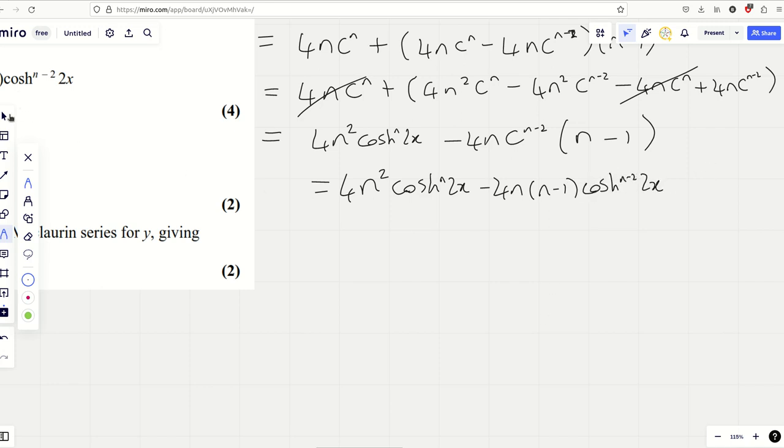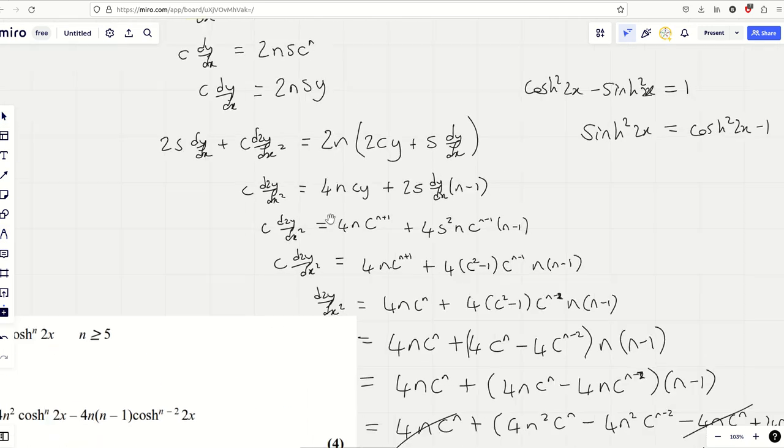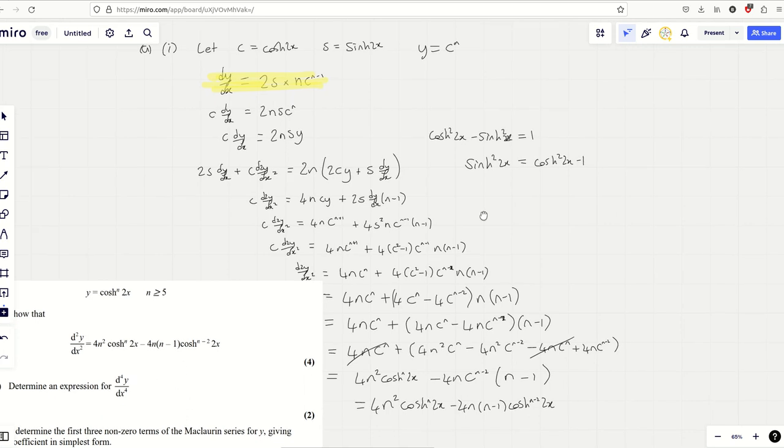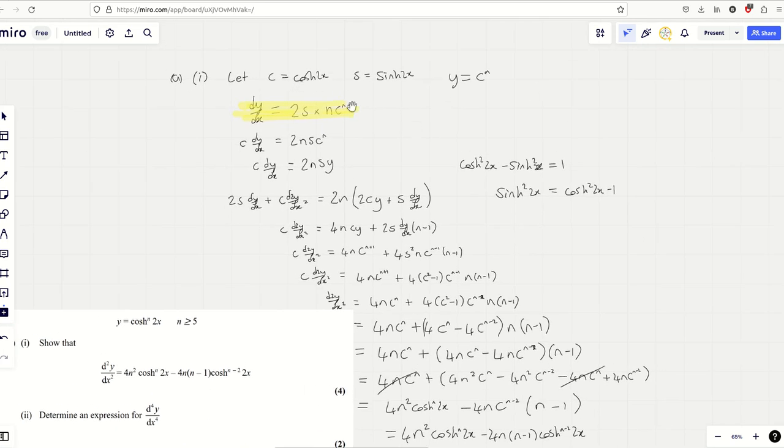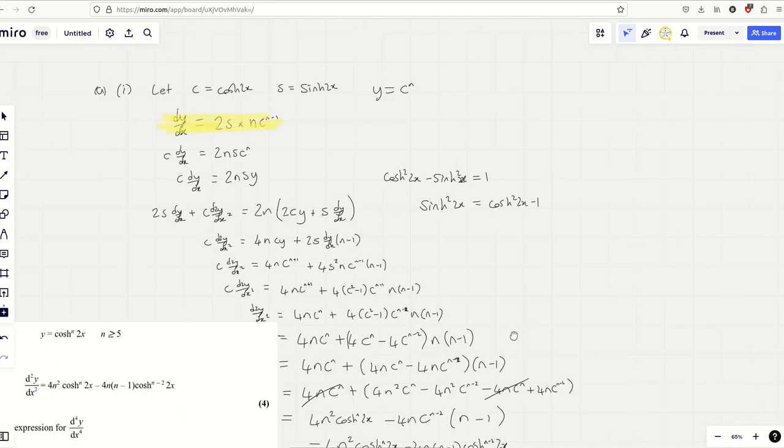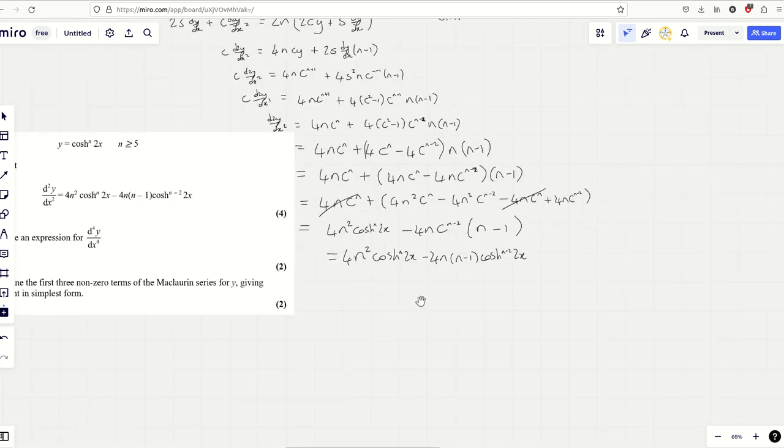So yeah, that's always a possibility. I've shown you this before with some questions ages ago in the single maths course, where I've said, sometimes you're better off saying let c equal cosh x and s equal sinh x. It can just reduce the algebra a little bit. So okay, that's that bit.